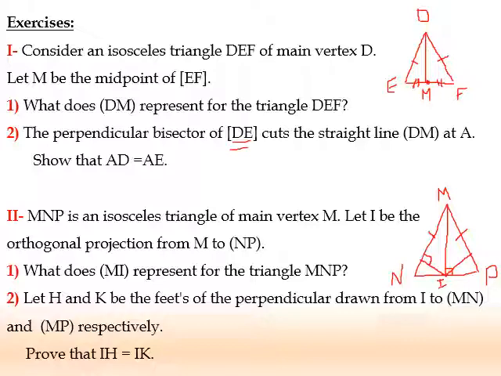Respectively means each time. What do you mean by respectively? H is the foot of the perpendicular drawn from I to MN. The first letter for the first segment and the second letter for the second segment, and so on. K is the foot of the perpendicular drawn from I to MP. What's required to prove is IH equals IK. Okay, it's your turn to think correctly and prove that IH equals IK.